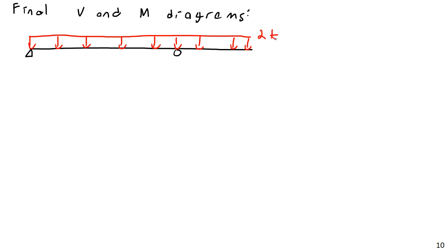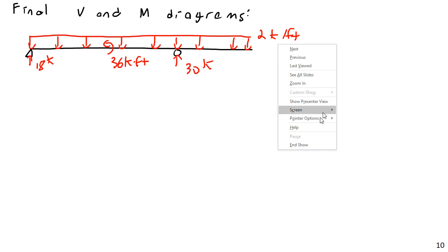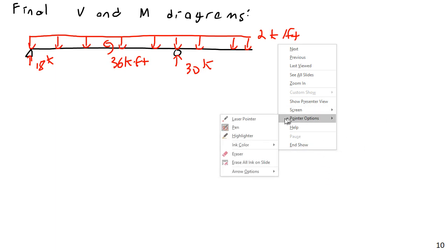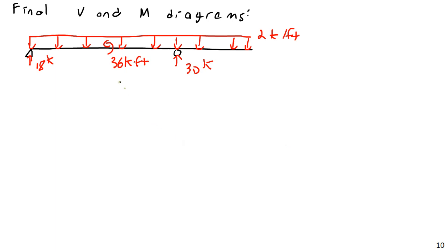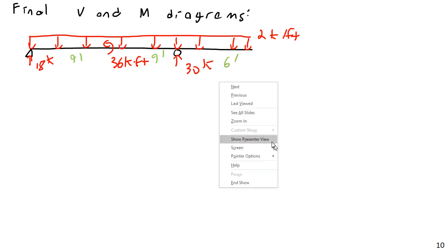We have 2 kips per foot distributed load, a reaction of 18 kips, another reaction of 30 kips, and an applied couple of 36 kip feet. Then I might want to put the dimensions on here for completion's sake as well. So this would be 9 feet, 9 feet, and 6 feet. Then I'm going to draw the shear under this.